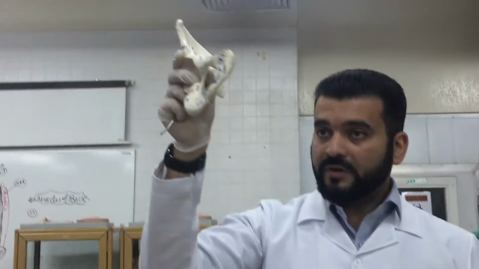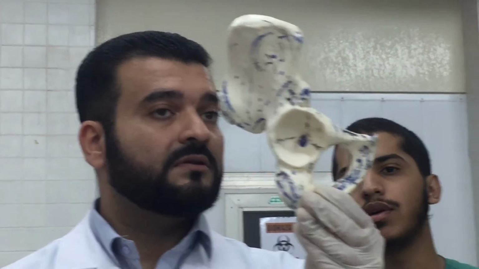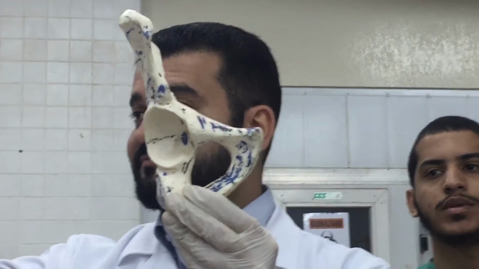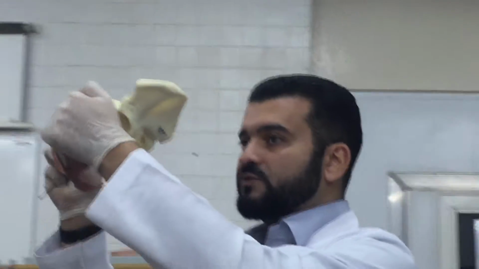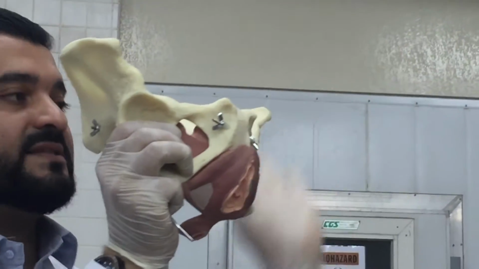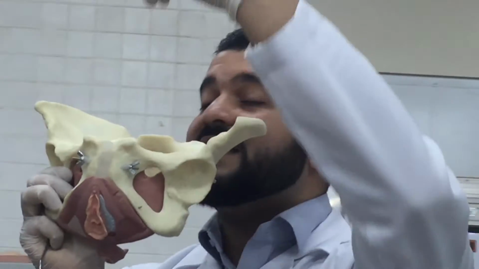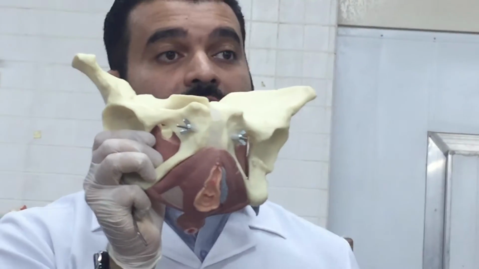The bone is called what? Hip bone. How many joints are present in the hip bone? We said that before: three joints. The first joint is between the right and the left hip bones. It's called what? Symphysis pubis. It is a joint in the middle of the body, so it is a secondary cartilaginous joint.